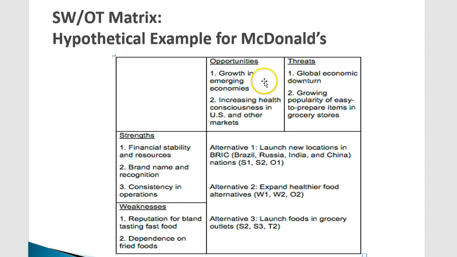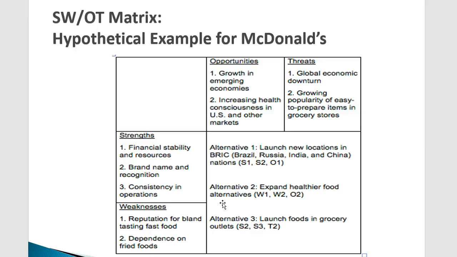Then we could look at this matrix and say, okay, some alternatives: expanding more locations into the BRIC countries, and that's Brazil, Russia, India, China, what we call BRIC. Expand to healthier food alternatives in their restaurants to attract new customers, and launch foods in the grocery outlets. Maybe they could sell McDonald's-based foods in groceries, something McDonald's did when they owned Boston Market. Boston Market came out with a line of TV dinners that you could buy at the grocery store.